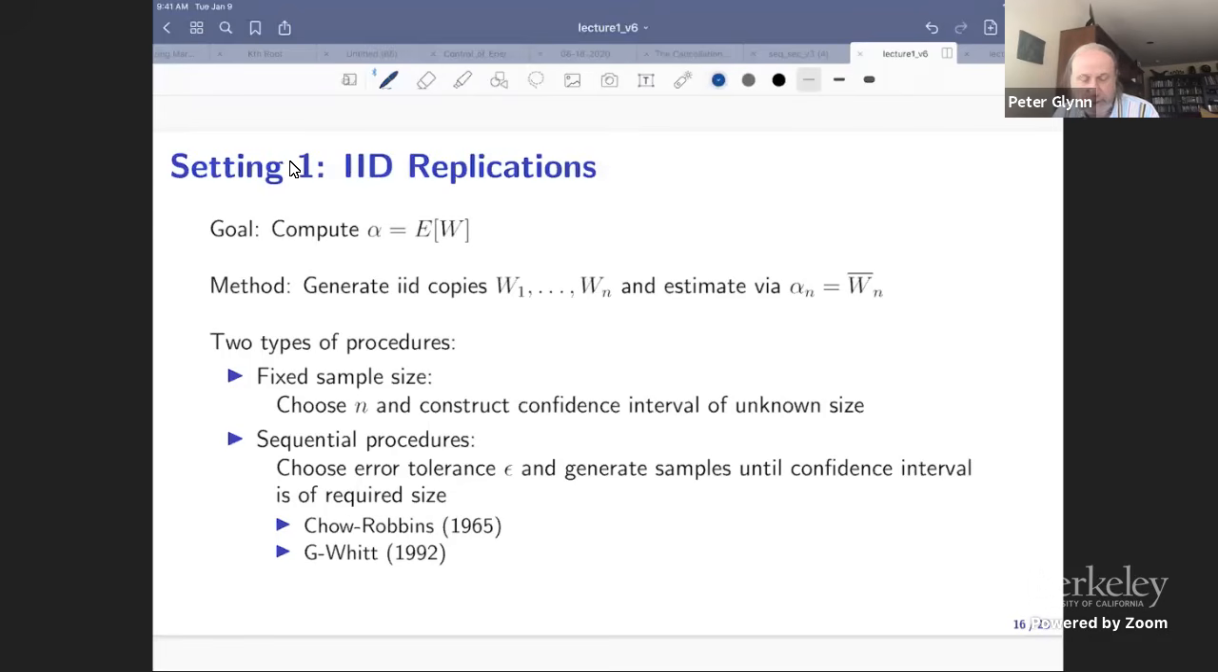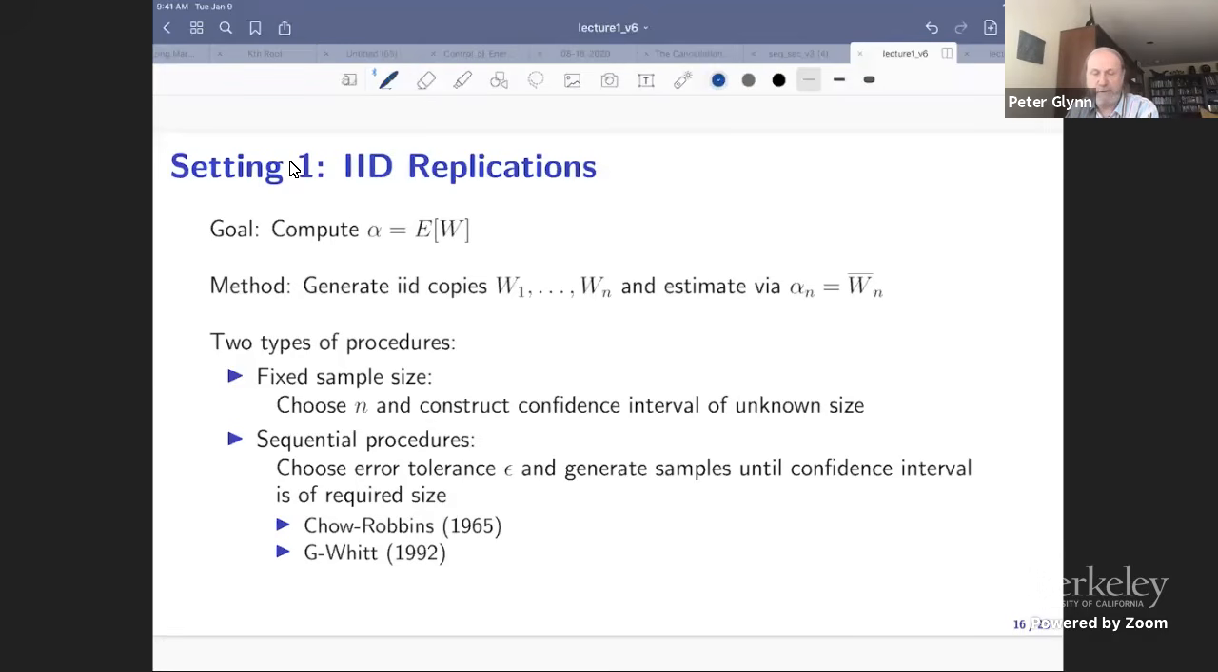In this setting, there are really two types of procedures. So-called fixed sample size procedures, where we choose a priori the sample size n, and then at the end we construct a confidence interval that in general is of unknown size a priori. So after you've run the fixed sample size procedure, it could be that you got a big confidence interval, it could be that you got a small confidence interval, you're not quite sure before you run the procedure as to what the size of that confidence interval will be. That's a fixed sample size procedure.